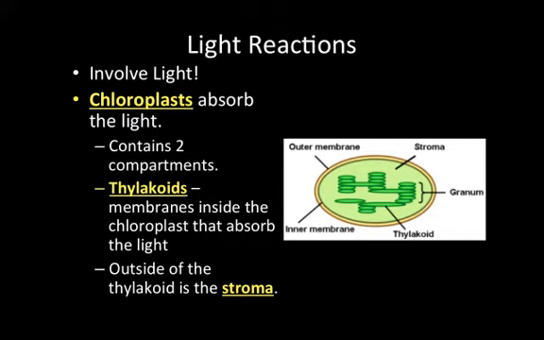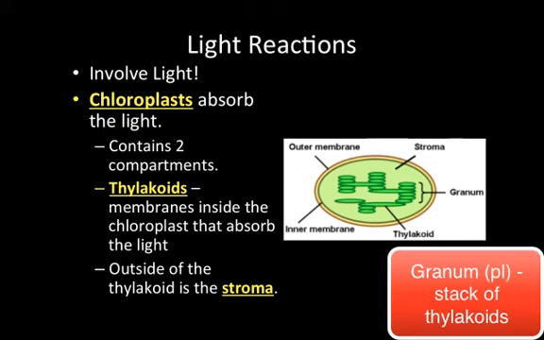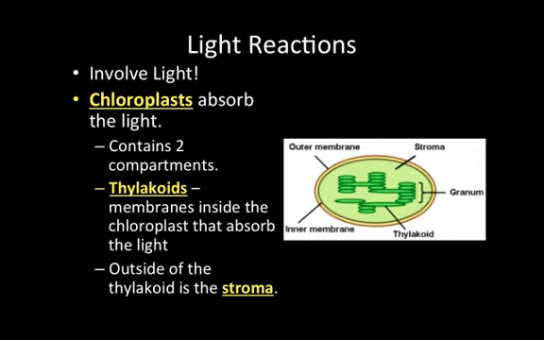The chloroplast contains two compartments. The first is called the thylakoid, and that's the membrane inside that actually is able to absorb the light. So they're almost little tiny organelles inside of the organelle. And then outside of the thylakoid is what's called the stroma. A stack of thylakoids is known as a granum. That's just a stack of thylakoids that are really close together. So you have three vocabulary terms here: thylakoid, stroma, and granum.